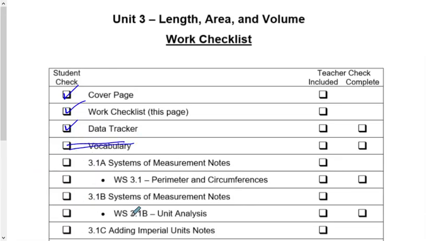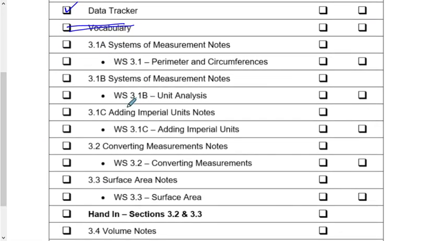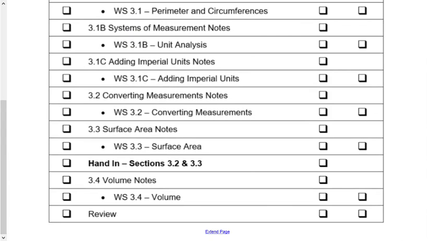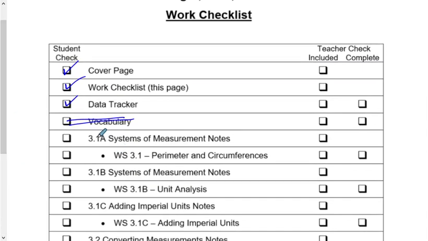Ignore vocabulary, cross out. And today we are going to talk about systems of measurement. So perimeters and circumference specifically. Next, we have unit analysis, adding imperial units, converting measurements, surface area, and then ending on volume in 3.4. So we'll have one hand in for this, one review, and we are skipping the project. Okay, so today, 3.1a, systems of measurements notes.